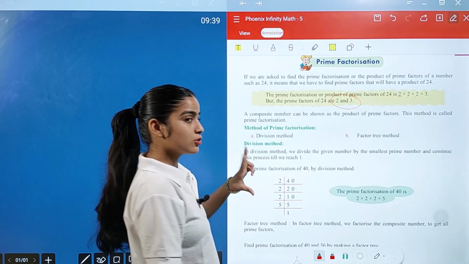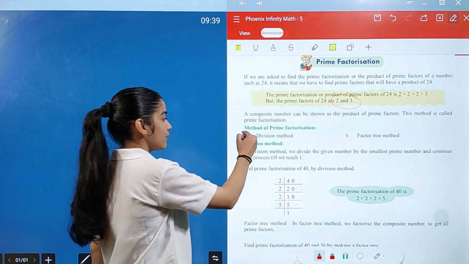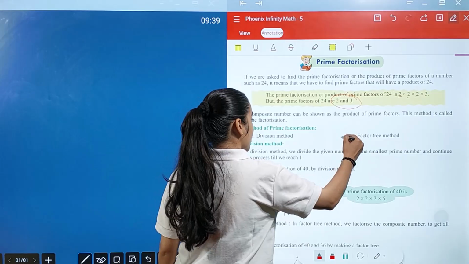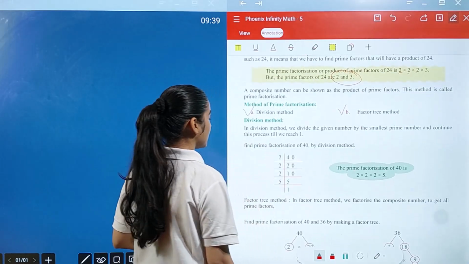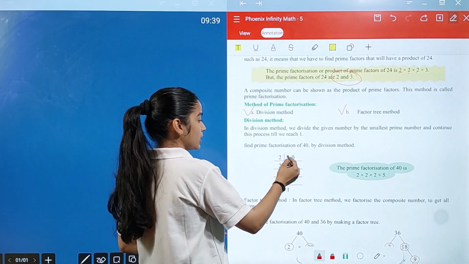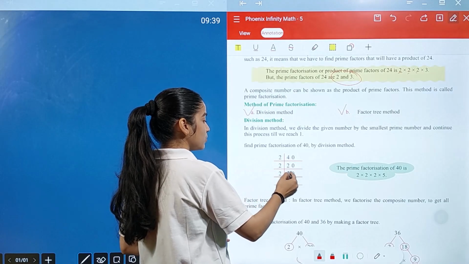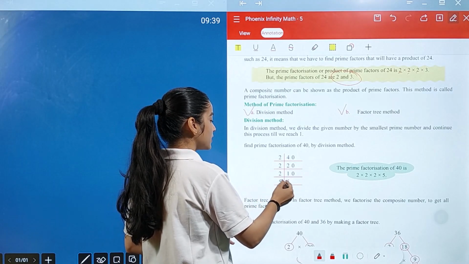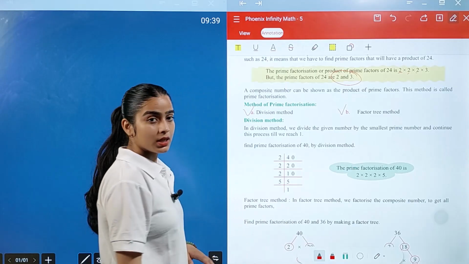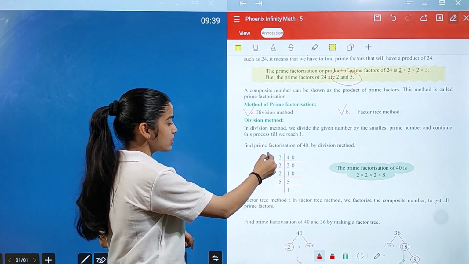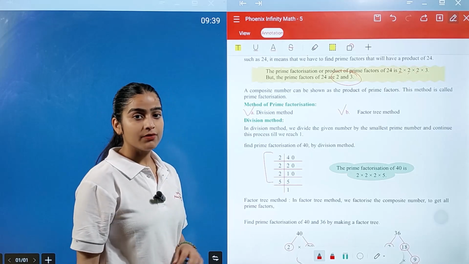We have two methods to find prime factorization. The first is the division method, and the second is the factor tree method. First we understand the division method. 40 divided by 2 is 20, 20 divided by 2 is 10, 10 divided by 2 is 5, 5 divided by 5 is 1. What you notice here is that in prime factorization we are only using prime numbers. 2 and 5 are the prime numbers.